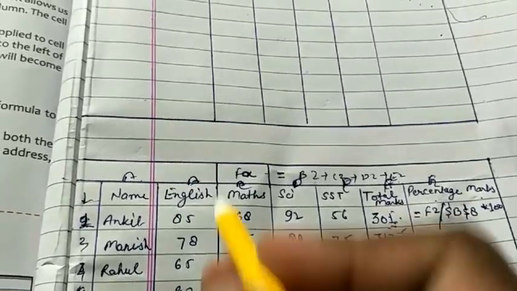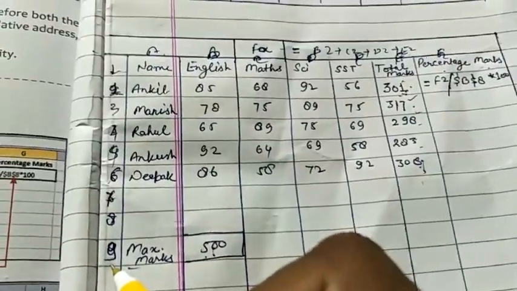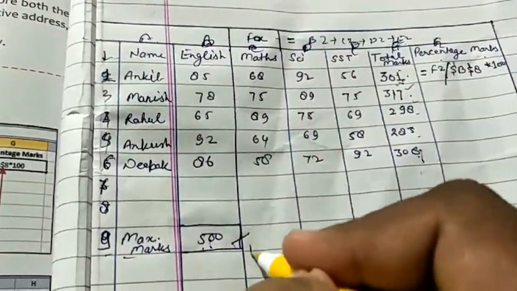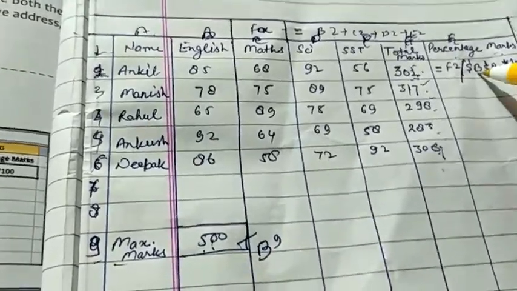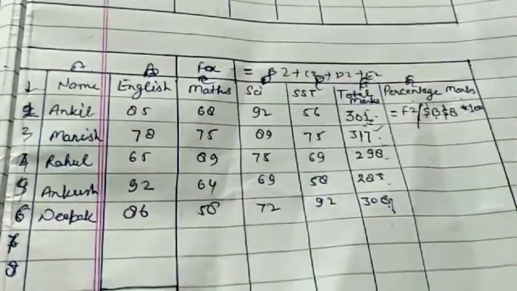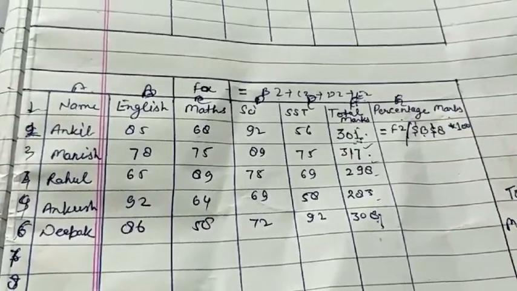What is the address of these marks? B and row number 9. So the address of this cell is what? B9. Okay, so we will write here B9. But when you drag this formula in here, then the value will be changed.